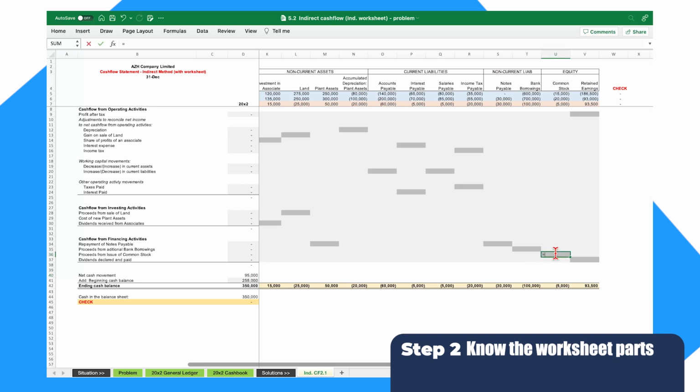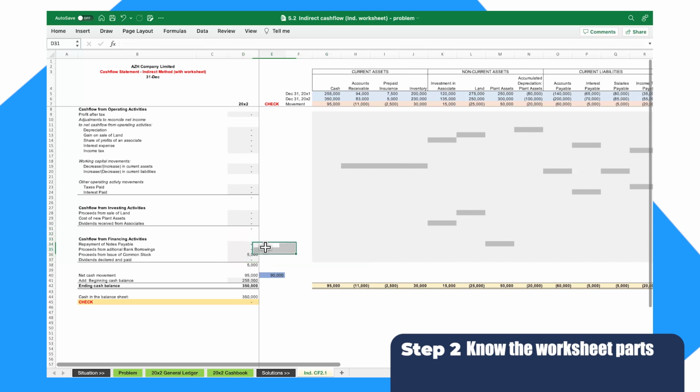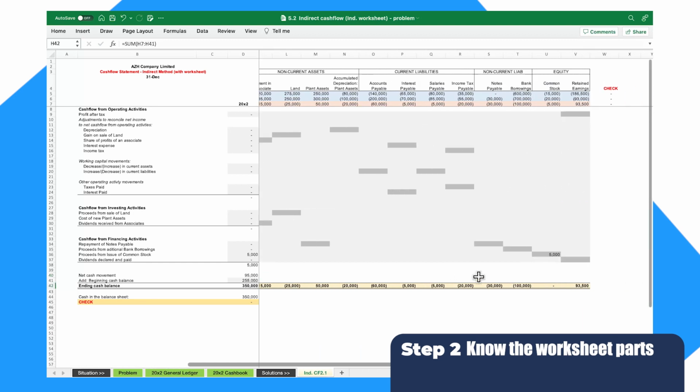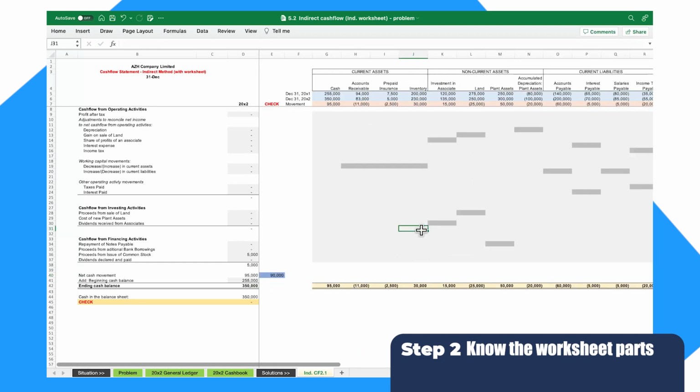But when I inputted the 5,000 of common stock movement, we now have 5,000 coming from the financing activities and 90,000 remaining movement from the other sections of the balance sheet. Now that you know what are the parts of the worksheet, you should be able to design your own worksheet to apply to your specific needs.